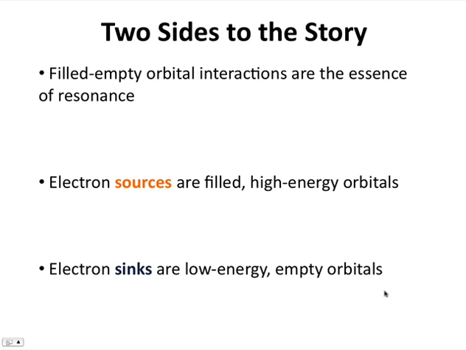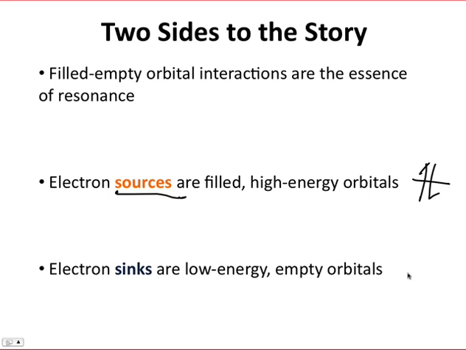Alright, so resonance happens when filled-empty orbital interactions occur within a molecule. For a filled-empty interaction, we need two pieces. We need the filled orbital and the empty orbital. We call the filled orbitals electron sources. They are filled high-energy orbitals.